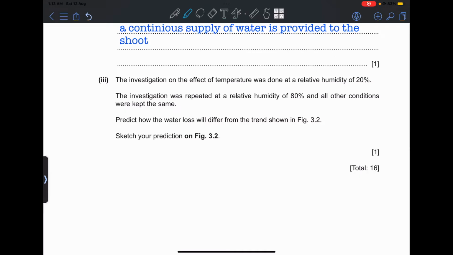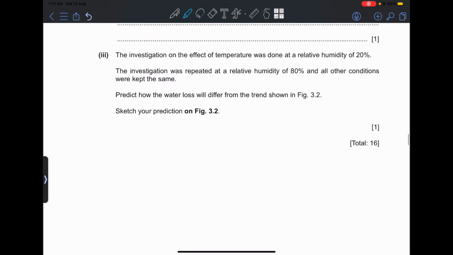Triple I, the investigation on the effect of temperature was done at a relative humidity of 20%. The investigation was repeated at a relative humidity of 80%, and all other conditions were kept the same. Predict how the water loss will differ from the trend shown in figure 3.1.